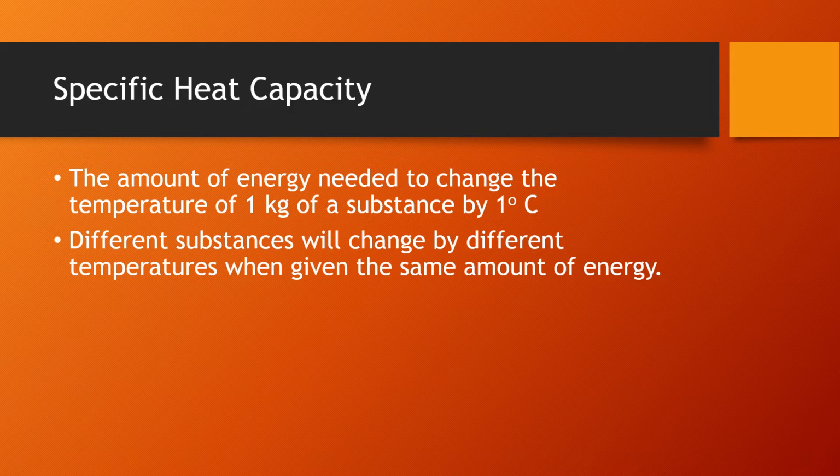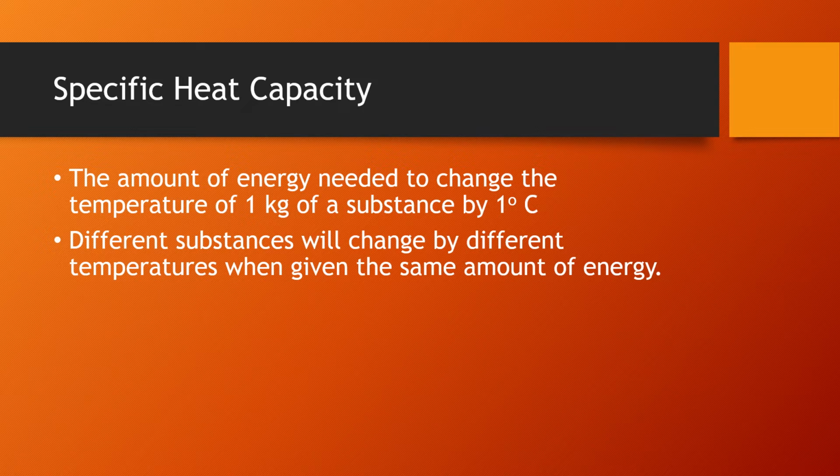Something that you should have seen brought up when we compared heat, temperature, and thermal energy was the term specific heat capacity. The definition of specific heat capacity is the amount of energy needed to change the temperature of 1 kilogram of substance by 1 degree Celsius. So depending on the substance, you're going to have a different specific heat capacity. If it takes a lot of energy to raise your substance's temperature by 1 degree Celsius, then it's going to have a higher specific heat capacity. If it takes less energy, it's going to have a smaller specific heat capacity.